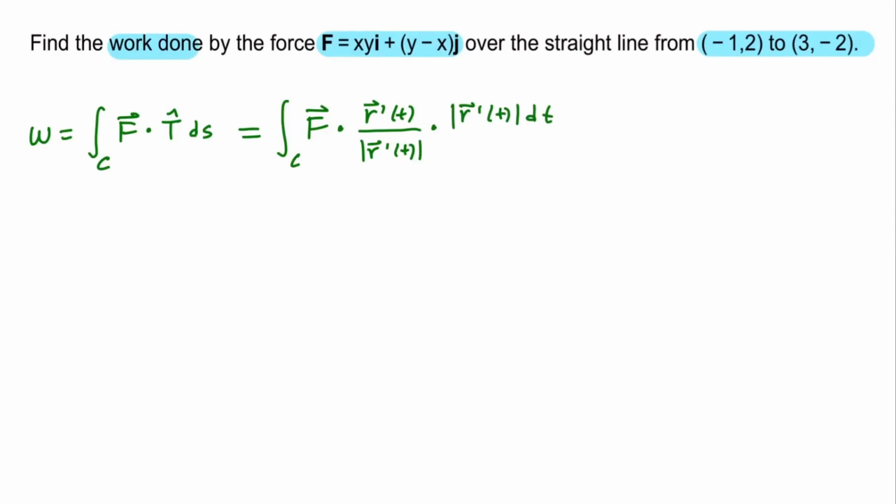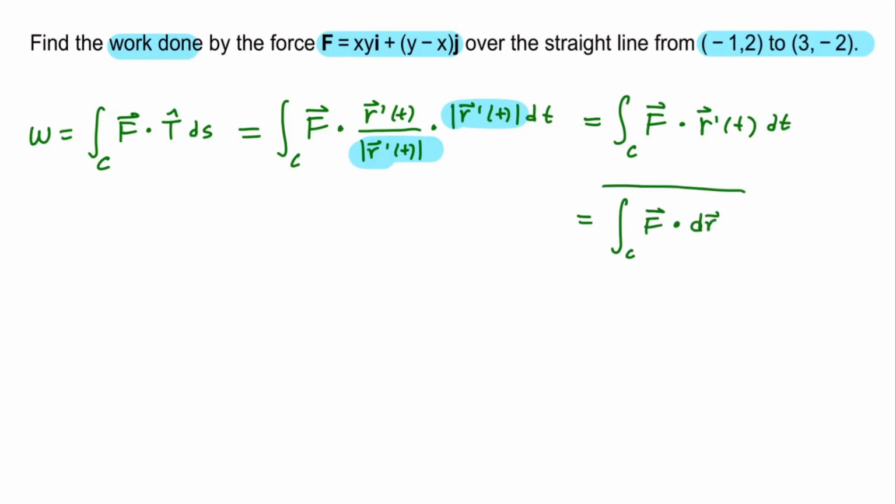Now if you simplify this, these two components are going to cancel, and this integral can be simplified as the integral along the curve C of F dotted with r prime of t dt. And you can simply rewrite this, in a simpler version, as the integral along the curve C of F dot dr. So that is the simpler way to rewrite this work integral.